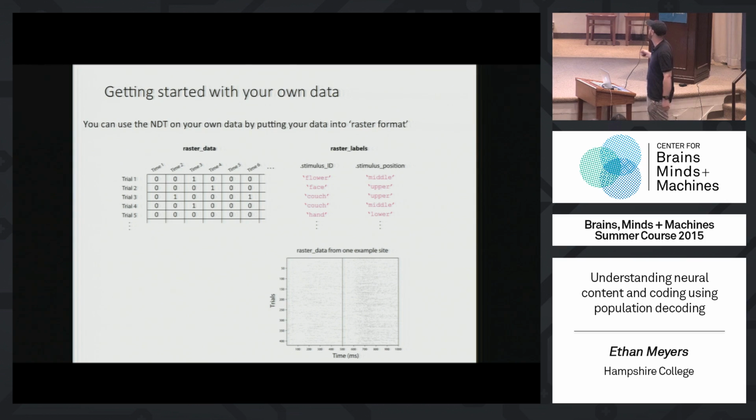And you can also have multiple ones of these. So if I wanted to decode position, I also have upper, middle, lower. And so you can use the same data and decode different types of things from that data set.